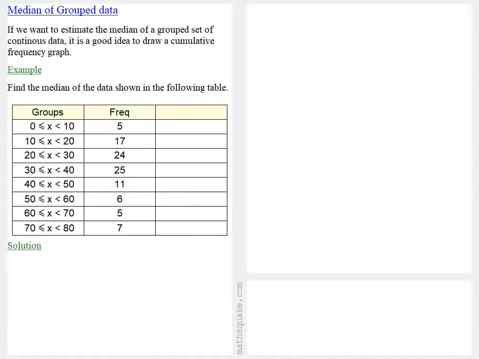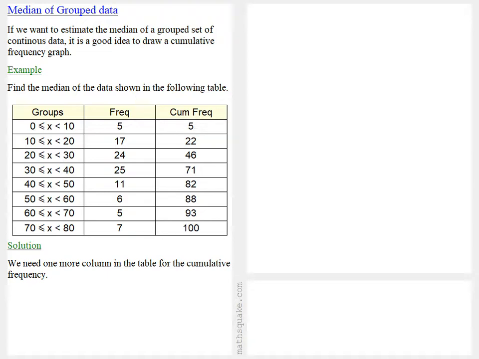Now to solve this, we need one more column in the table for the cumulative frequency. Now these are 5 plus 17, which is 22, 22 plus 24, which is 46, 46 plus 25, which is 71, 71 plus 11, which is 82, 82 plus 6, which is 88, 88 plus 5, which is 93, and 93 plus 7, which is 100.